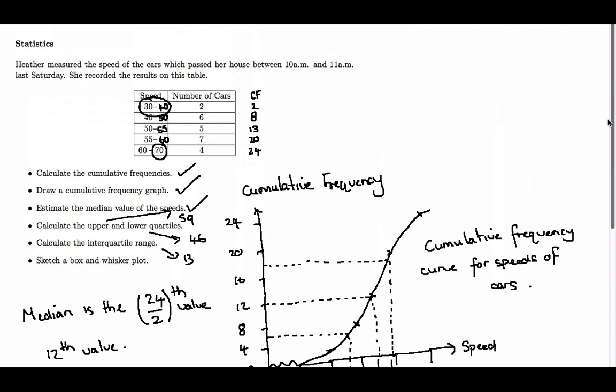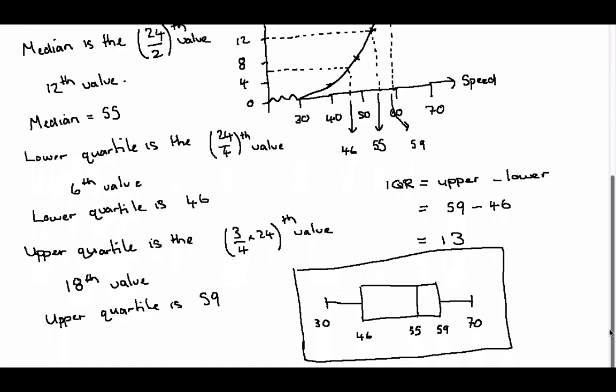So we have now taken our data, calculated the cumulative frequencies, drawn a cumulative frequency graph, we've done an estimate for the median, upper and lower quartiles, calculated the interquartile range, and we've sketched a box and whisker plot.